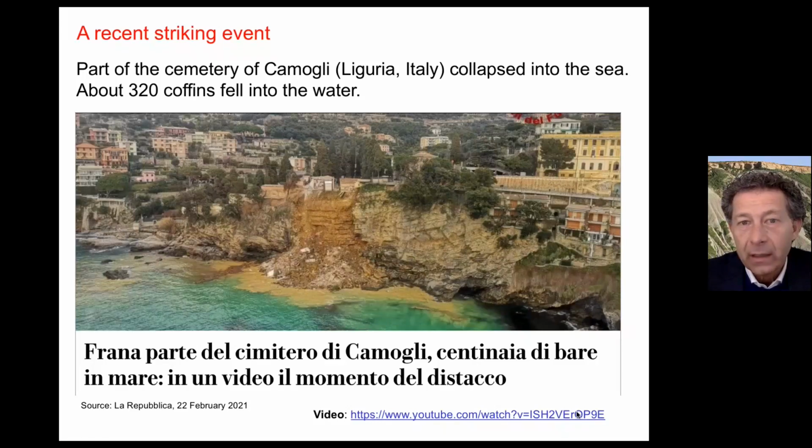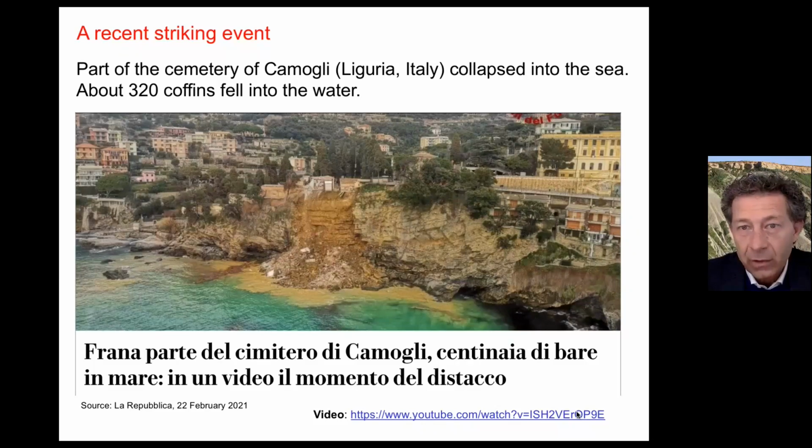Due to this event, a large part of the cemetery of the village collapsed into the sea. Very dramatic scenes were filmed, and here you can find a relevant video where you will see the collapse of all the structure. As you see, these areas are very highly inhabited, so the degree of vulnerability is quite high, and when you have such a cliff, of course, landslide hazard is high as well.